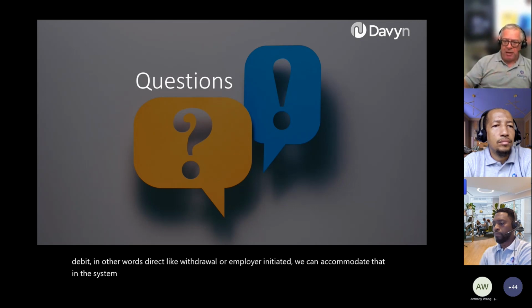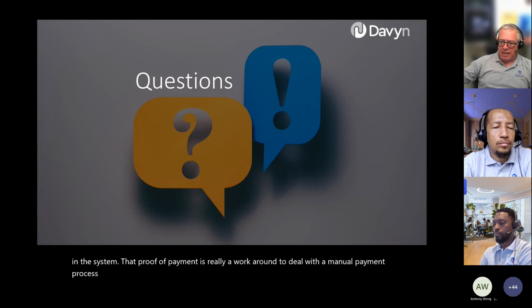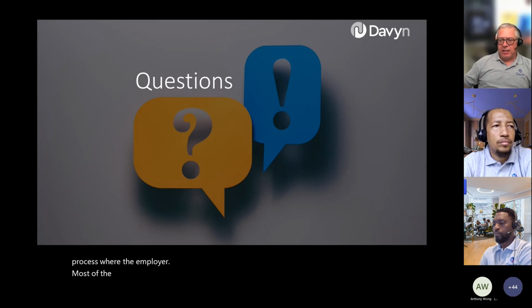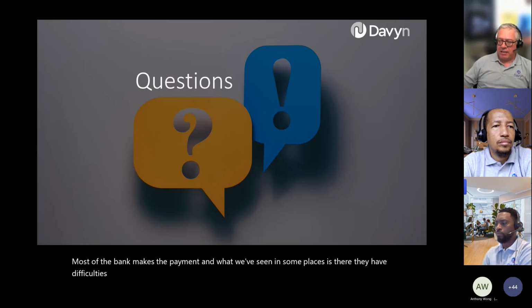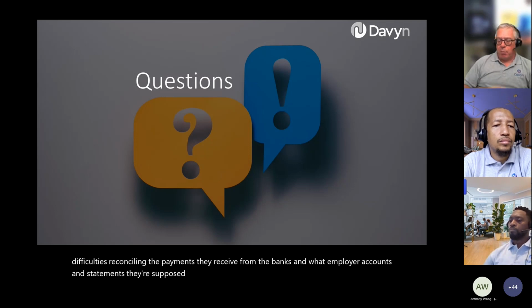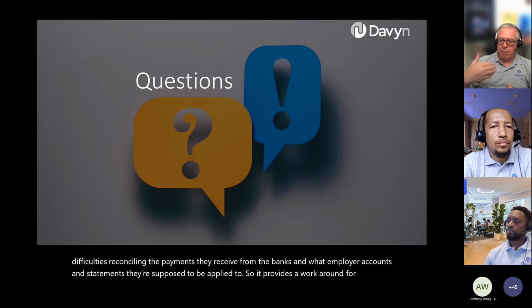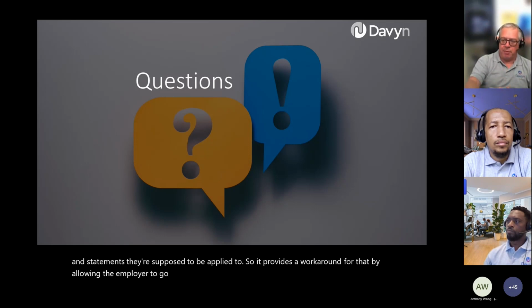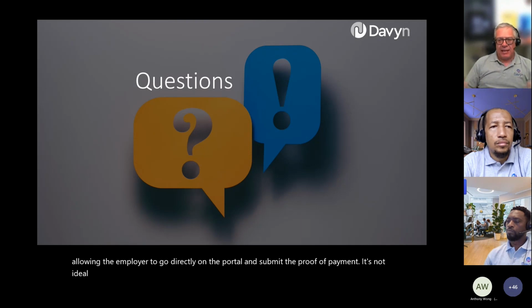That proof of payment is really a workaround to deal with a manual payment process where the employer goes to the bank and makes the payment. What we've seen in some places is they have difficulties reconciling the payments they receive from the banks and what employer accounts and statements they're supposed to be applied to. So it provides a workaround for that by allowing the employer to go directly on the portal and submit the proof of payment.